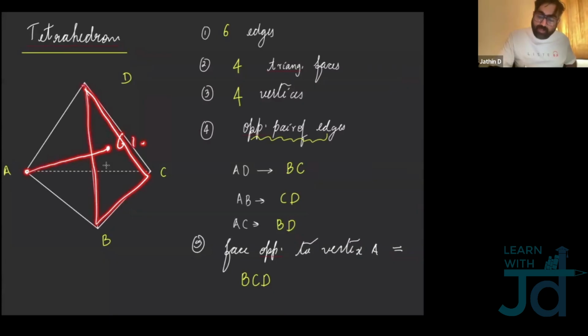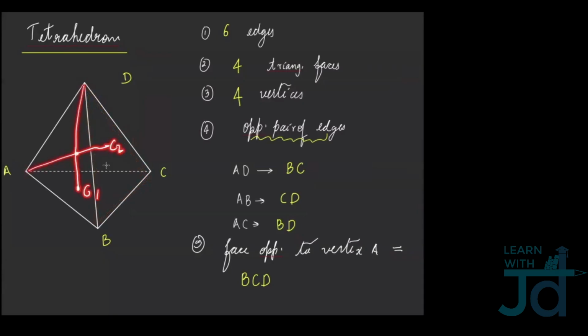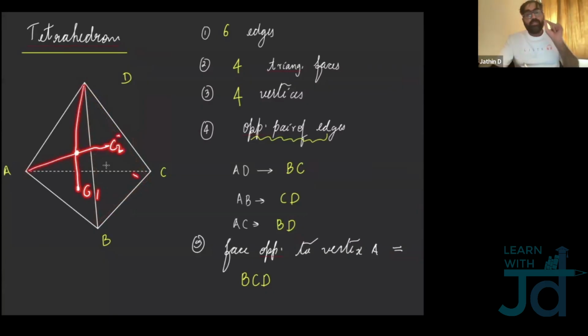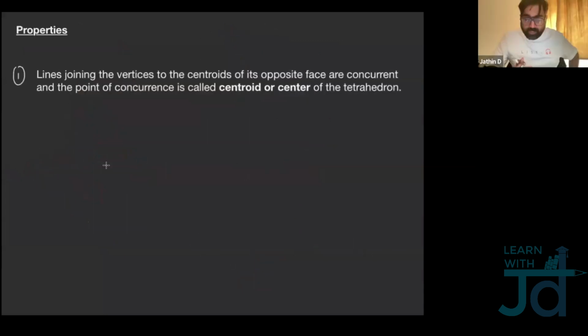How many vertices are there? 4. So all these four lines will join the opposite centroids, and all of them will be concurrent exactly at the center of the tetrahedron. That is known as the center or the centroid of the tetrahedron. Is that clear? Yes sir.